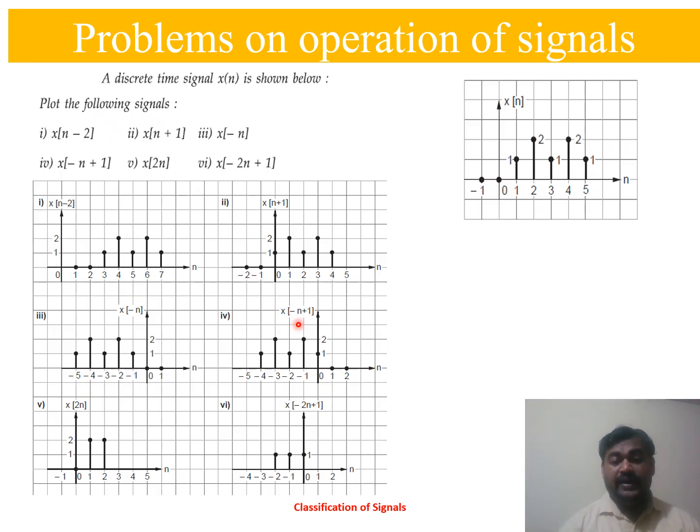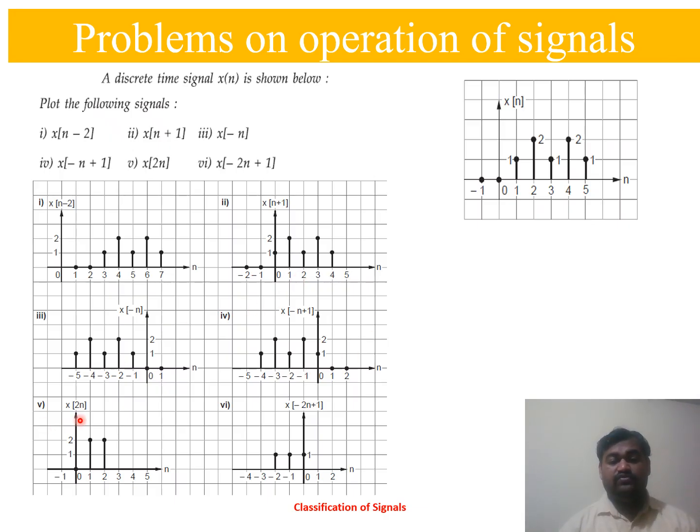Then x of minus n plus 1. It is a time delay, not an advance. Because x of n plus 1 is the signal advanced by 1 unit, considering positive n. But here we have negative n. If n is positive, plus 1 is an advance. If n is negative, plus 1 is a delay by 1 unit. So just delay the time-reversed signal by 1 unit. This will become x of minus n plus 1.